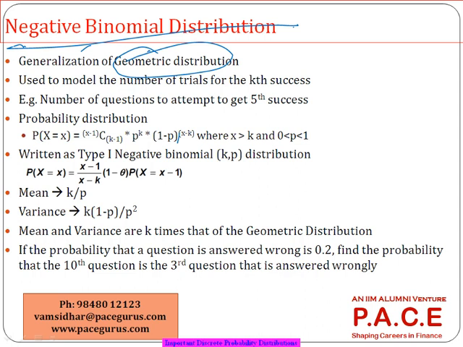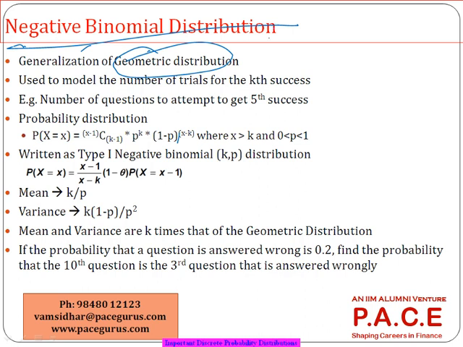The geometric, what are we saying? First success: the number of attempts to make to get the first success, or the number of failures before the first success. Negative binomial says kth success, not necessarily the first one. Or the number of attempts to make to get the fourth success, or the number of failures before the fourth success. Both the things: the number of attempts to be made to get the kth success.